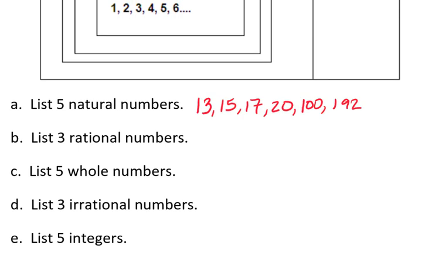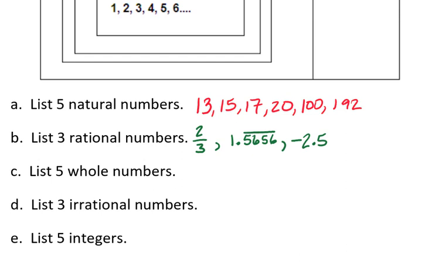Okay, so the list of natural numbers that I picked was 13, 15, 17, 20, 100, and 192. I just picked numbers that someone could count to. So if you just pick numbers that someone could count to that were positive and whole numbers, then you're good. Okay, and so for rational numbers, I picked 2/3 and 1.5656 repeating, and negative 2.5. So if you made a fraction or a decimal that repeats or a decimal that ends, whether it's positive or negative, then you pick numbers that are considered rational numbers.